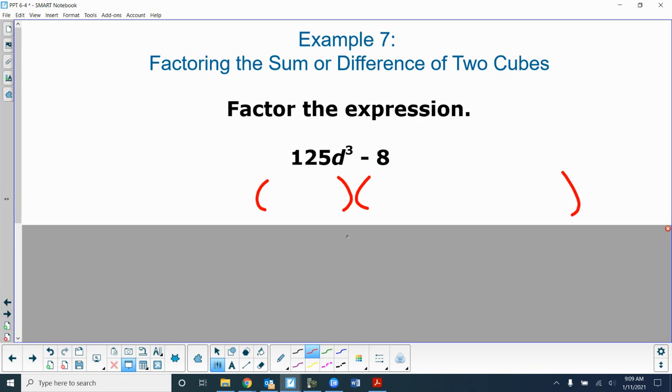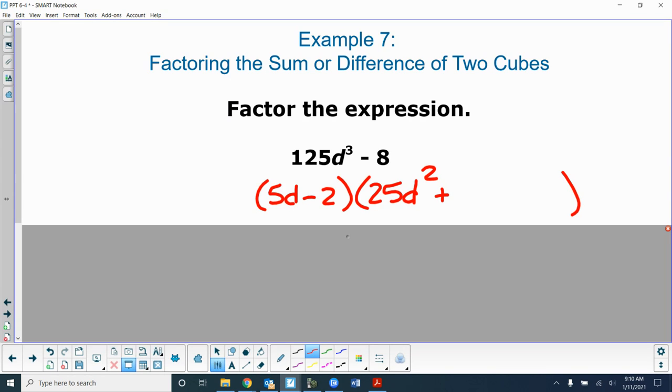I just told you the cube root of 125 was what? 5. What's the cube root of d cubed? D. Minus or plus? Minus. Those always match. What's the cube root of 8? 2. Take this first term and square it. What's 5d times 5d? 25d squared.